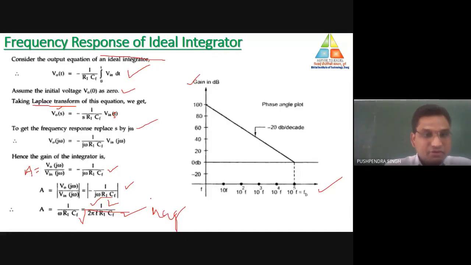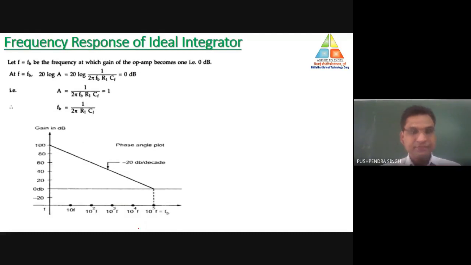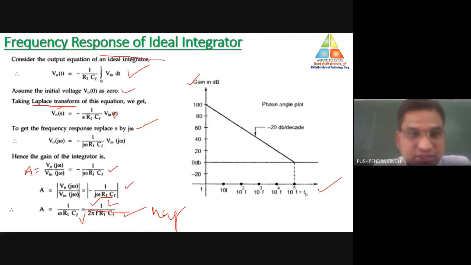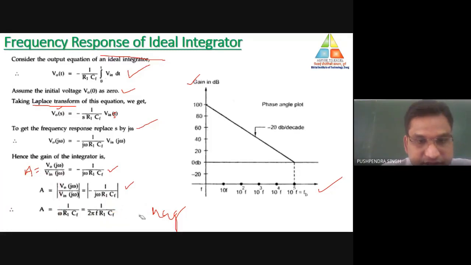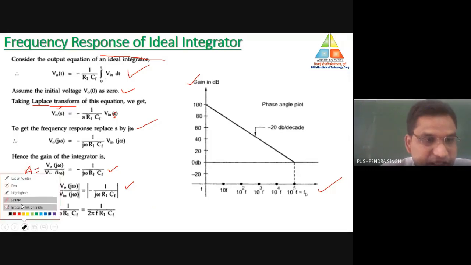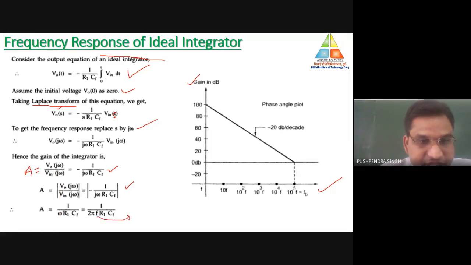So what is the value of A? 1 by 2 pi f R1 Cf. First let us discuss this one. What is the meaning of that gain? You can see over here, when the value of f is equal to 0, that means the frequency is equal to 0, on that condition what is the value of gain? The value of gain is maximum.